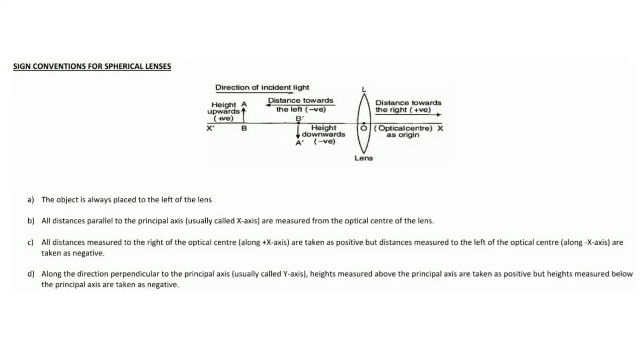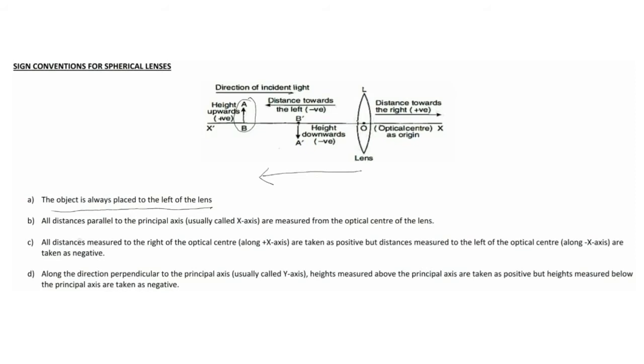Hello students, today we will discuss the sign conventions for spherical lenses. The first sign convention is that the object is placed to the left of the lens. AB is the object, and it will always be placed to the left of the spherical lens.